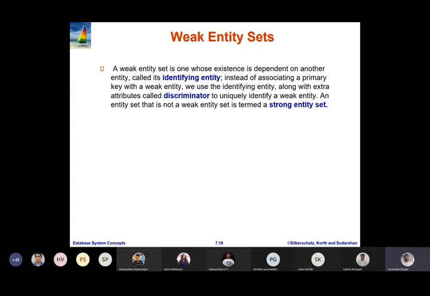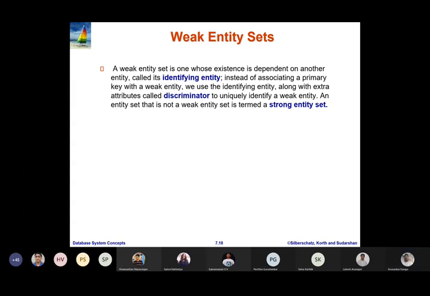Weak entity set. So what do you mean by a weak entity set? If an entity set does not have a primary key of its own, it is known as a weak entity set. So an entity set that does not have a primary key of its own is known as a weak entity set. A weak entity set is one whose existence is dependent on another entity called its identifying entity.